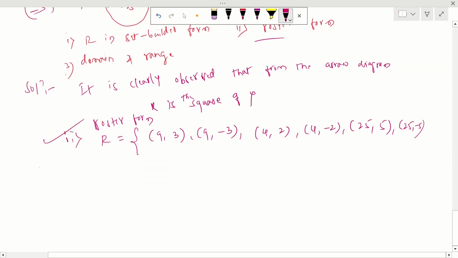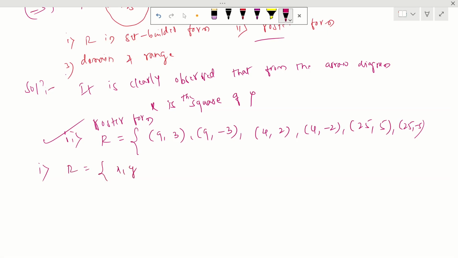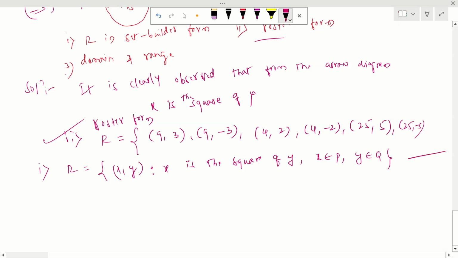How can we write it? For set builder form, R is equal to x, y, first element and second element, such that x is the square of y, and x belongs to P and y belongs to Q. Okay, this is how we write the relation in set builder form. Then we need to find the third one.